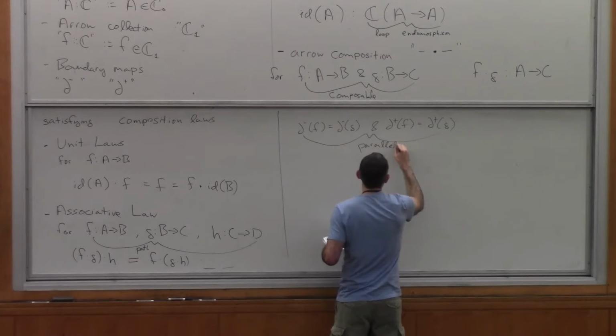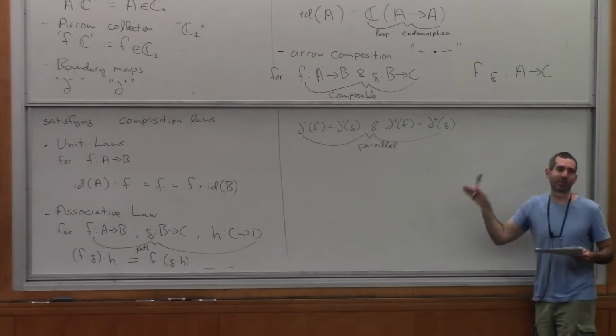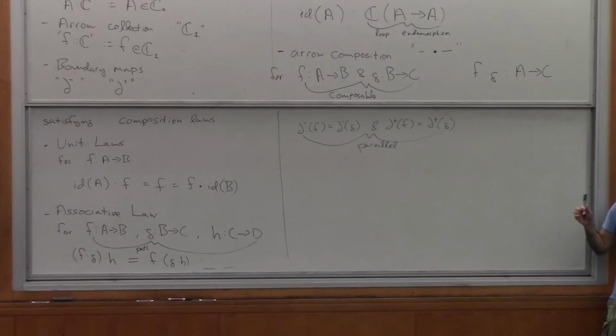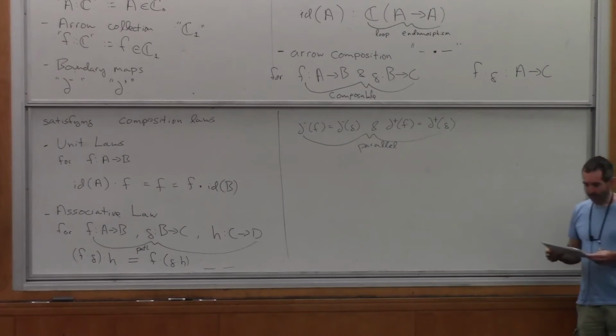I think I might have just said the wrong thing. If the boundaries of the two arrows are the same, the domain and the codomain, right, then those arrows are parallel. Parallel means same boundary. Okay.